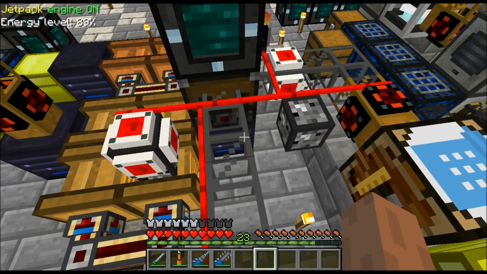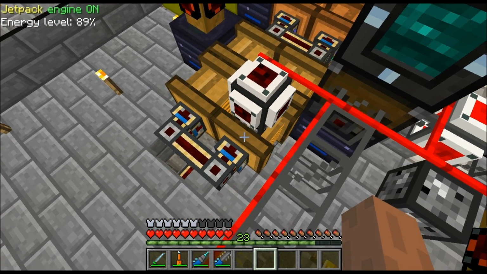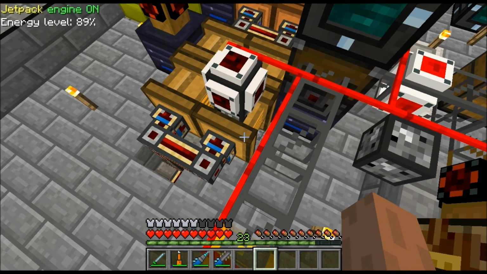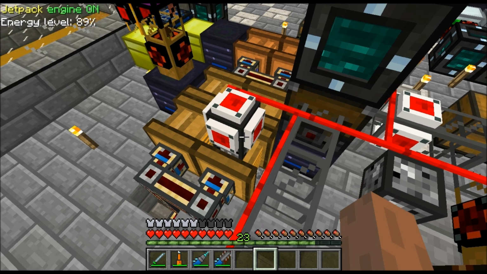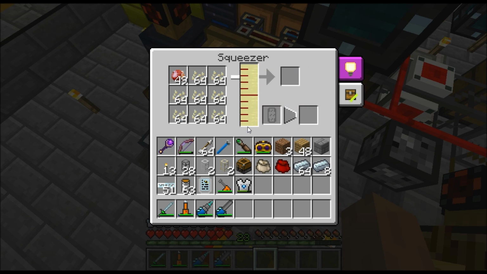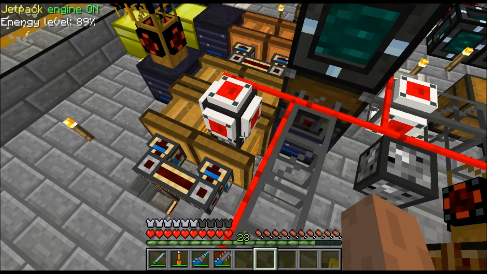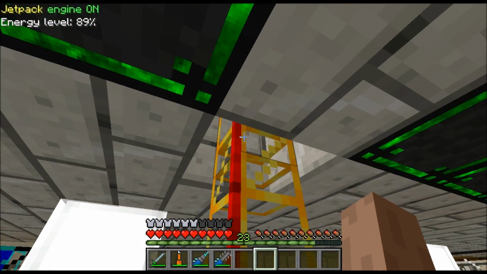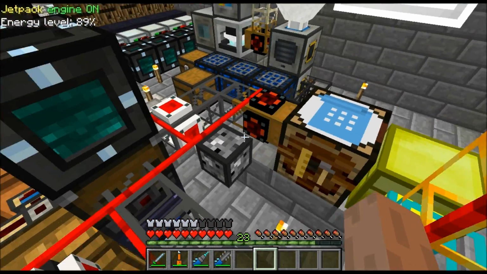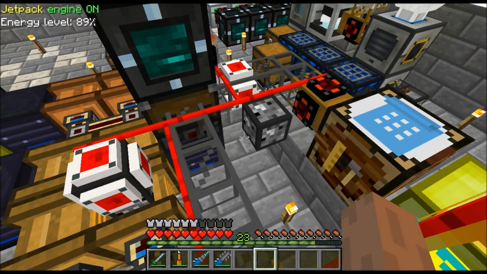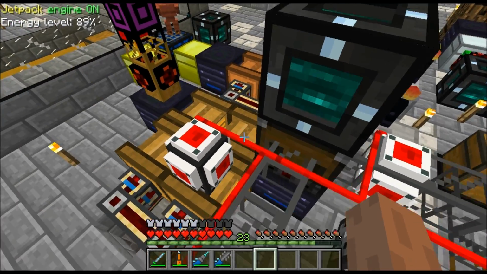And then this guy over here is my seed oil check. So this says if the tank is full, then emit a red pipe signal. So if this squeezer is full of seed oil, then it will stop the autarkic gates too. So this is kind of an OR system built out of gates.